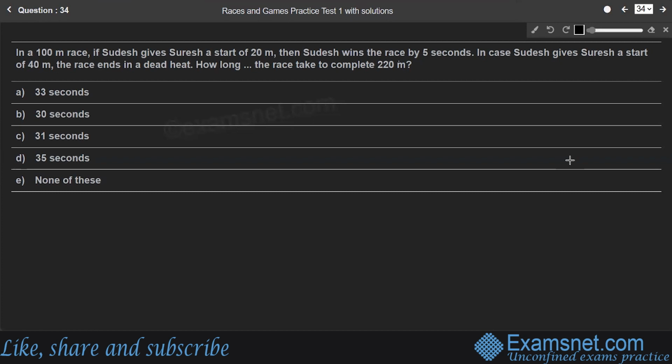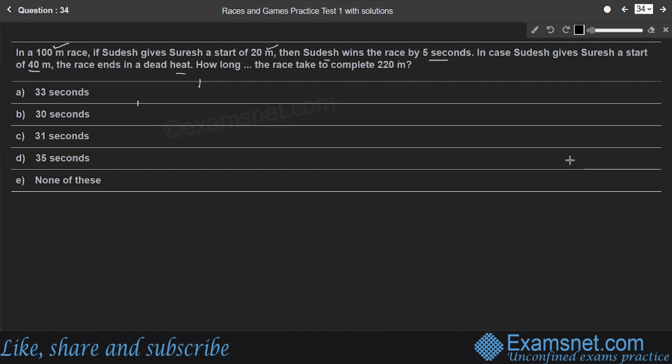Question number 34. In a 100-meter race, if Sudesh gives Suresh a start of 20 meters, then Sudesh wins the race by 5 seconds. In case Sudesh gives Suresh a start of 40 meters, the race ends in a dead heat. How long will the race take to complete 220 meters?